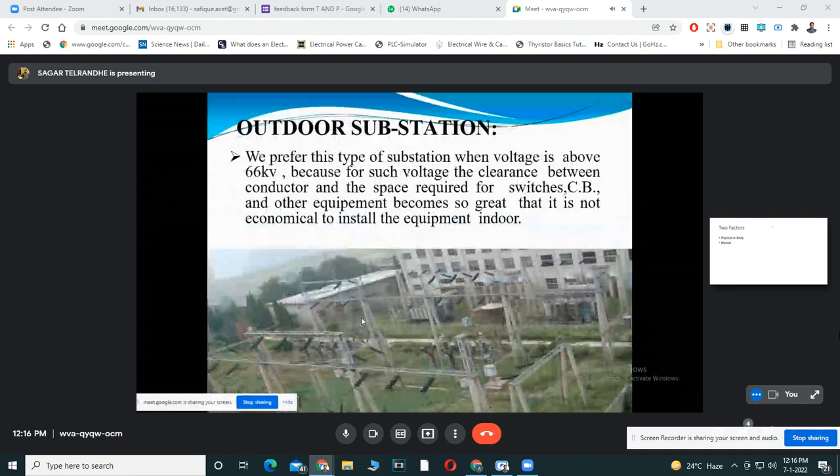Outdoor substations. We prefer this type of substation when voltage is above 66 kV, because for such voltage, the clearance between the conductor and the space required for switches, circuit breakers, and other equipment becomes so great that it is not possible to install the equipment indoors.